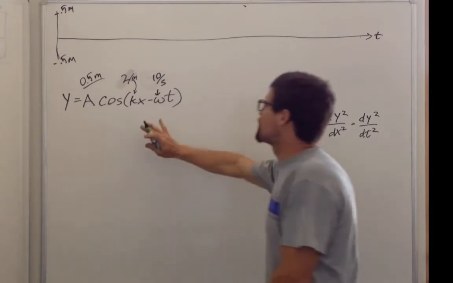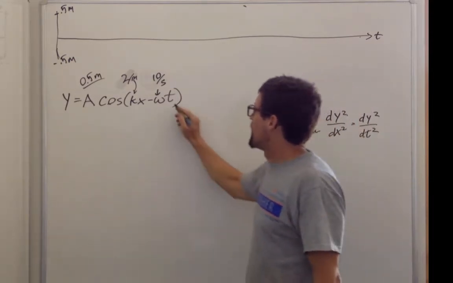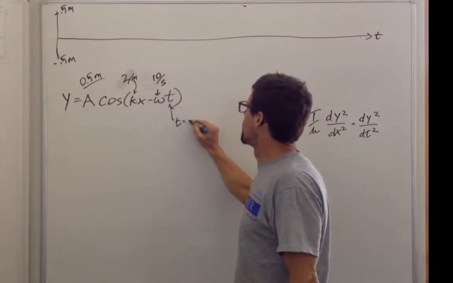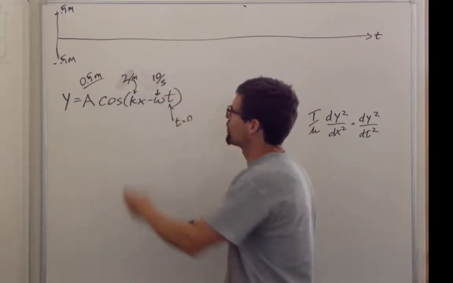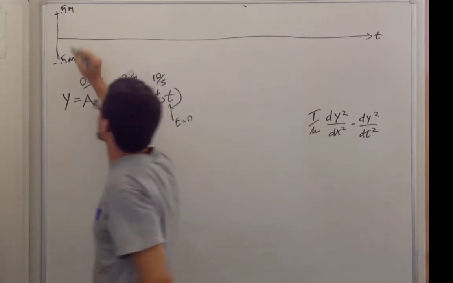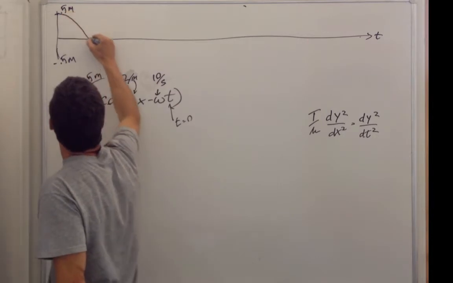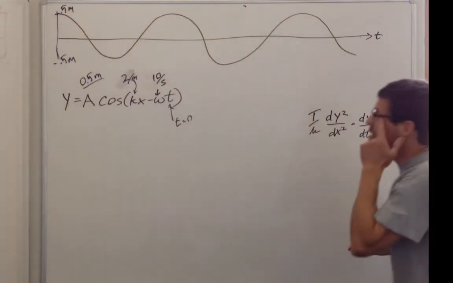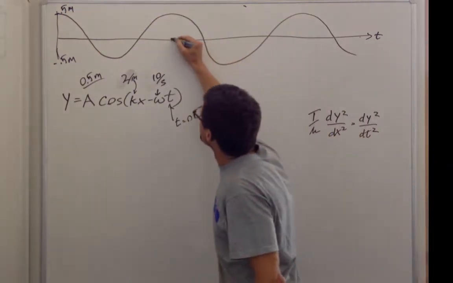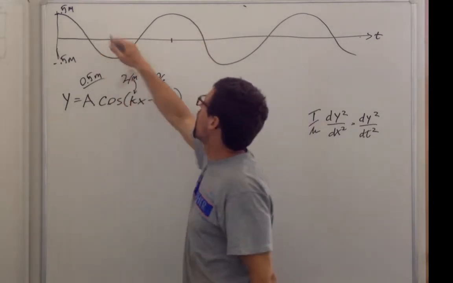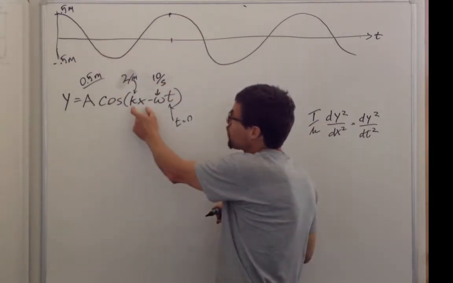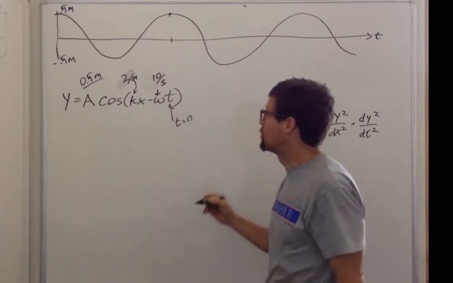And let's take a snapshot of the wave at t equals 0. So when t equals 0, this disappears and we have a cosine of kx. So cosine looks like this. And I ask myself, what is the length of this wave for it to go all the way back? And I know that's when this argument grows by 2 pi.